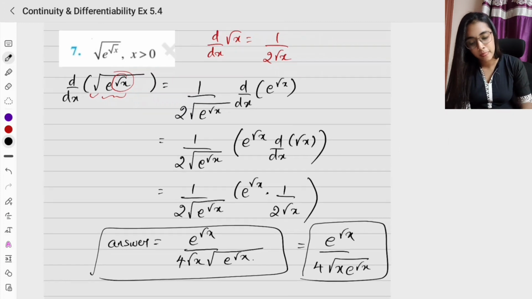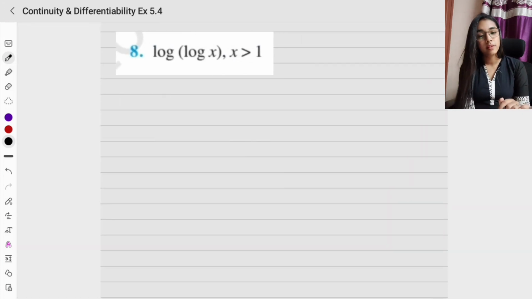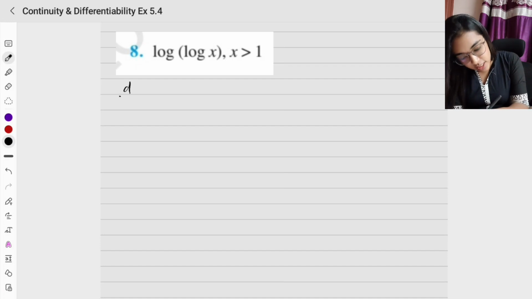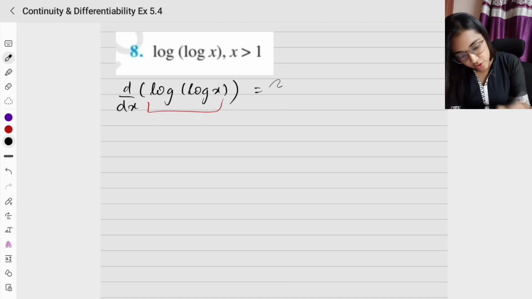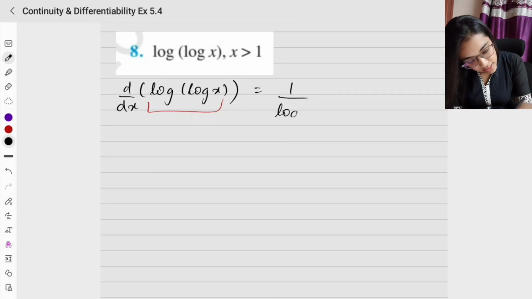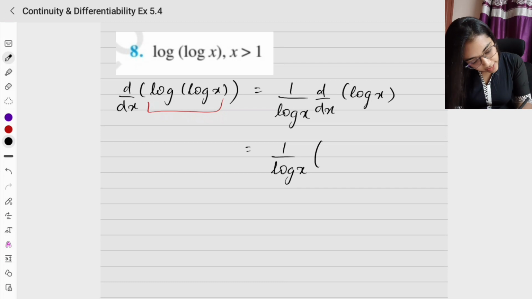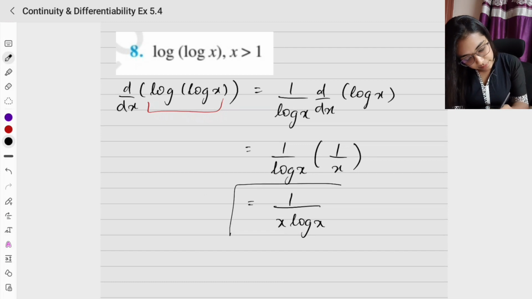Okay. 8th question. Log of log x. இப்போ log function ரெண்டு இருக்கு. So d by dx of log of log x: first in the whole function I'm going to take log, so that is going to be 1 divided by log x, times d by dx of the function which is log x. So I'll have 1 divided by log x times d by dx of log x, which is again 1 by x. So what is my final answer? 1 divided by x log x.